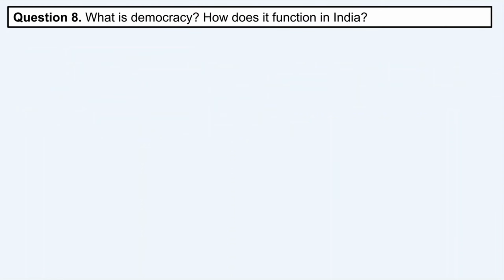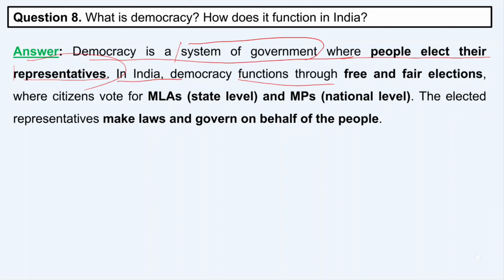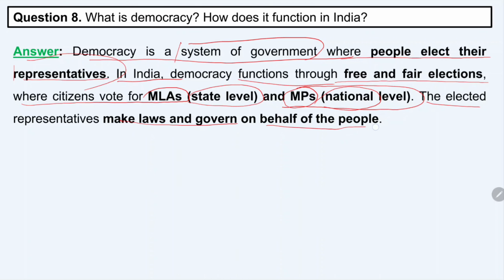Okay, so what is democracy? How does it function in India? If you are asked this question, you can write in this way. Democracy is a system of government where people elect their representatives, means choosing their leaders. In India, democracy functions through free and fair elections, where citizens vote for MLAs, that is at the state level, and MPs, member of parliament, at the national level. For the Lok Sabha especially, we have the general election, isn't it? The elected representatives make laws and govern on behalf of the people.